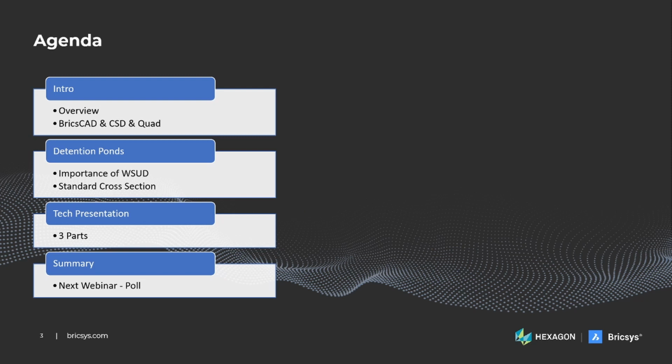We'll go through a few of the basic principles. We'll talk a little bit about the quad and what we're doing with it in this civil site design space. In terms of detention ponds, we'll briefly touch on the importance of water-sensitive urban design, and we'll explain a little bit about the approach we've taken in terms of a standard cross-section to design these ponds. We'll then get to the technical presentation, which we'll break roughly into 3 parts, which we'll explain in a second. And at the end, we'll do a summary and give the opportunity to do some polls and feedback for future webinar sessions.